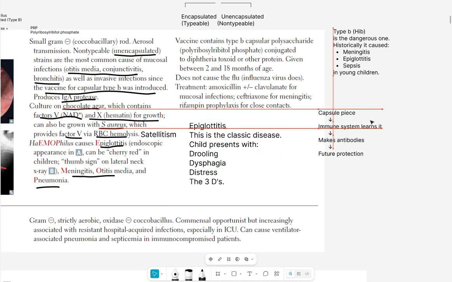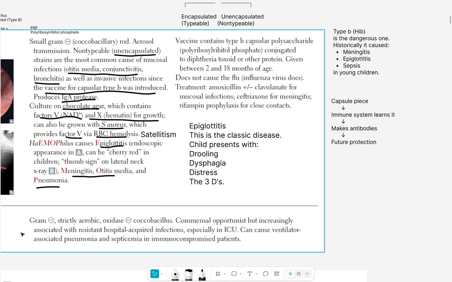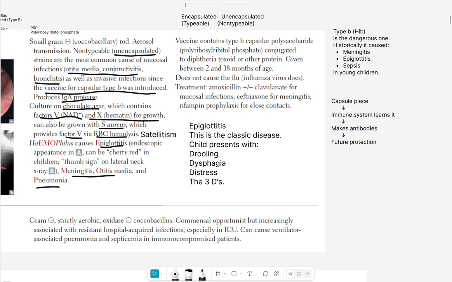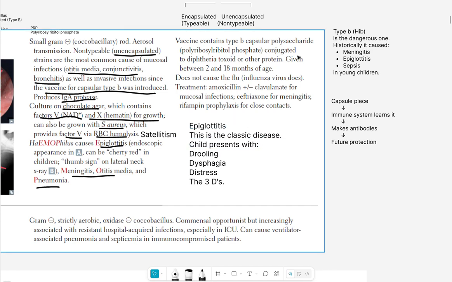Why is it conjugated? This is extremely important. PRP alone is a polysaccharide, and babies don't make a strong immune response to pure polysaccharides. So scientists attach the PRP to a protein, usually diphtheria toxoid or another carrier protein. This creates a conjugate vaccine, and it's given between 2 and 18 months of age.